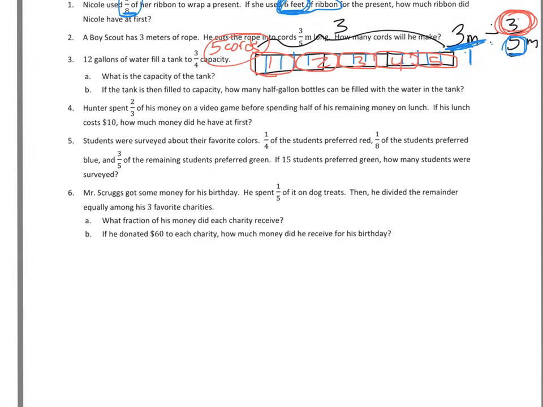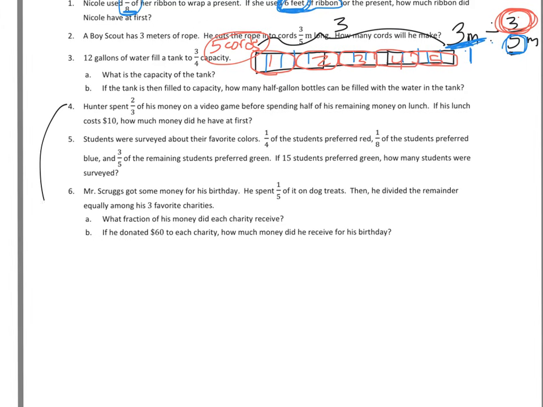Let's take a look at 4. So I'm going to bring 4 down below here to do the work. Hunter spent 2/3 of his money on a video game before spending half of his remaining money on lunch. If his lunch cost $10, how much money did he have at first? So what I first want to do is draw the whole amount, and I know he spent 2/3 of his money on a video game.